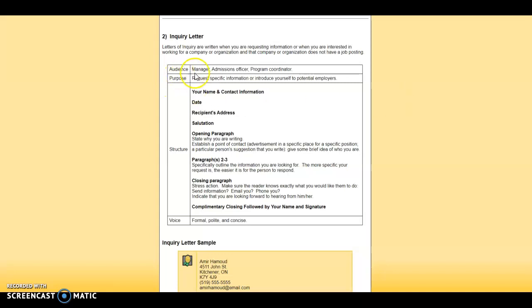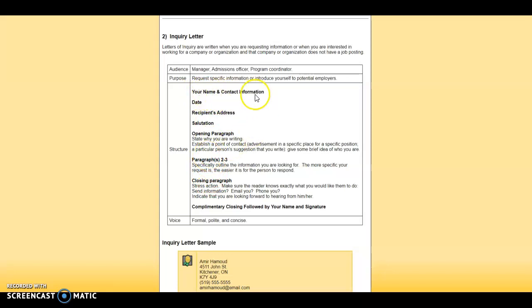So your audience would be a manager, an admissions officer, a program coordinator. The purpose would be to request specific information or introduce yourself to a potential employer or a potential college administrator that you're trying to get into a particular college or university program. The structure is going to be very similar to what we've already looked at with the cover letter.